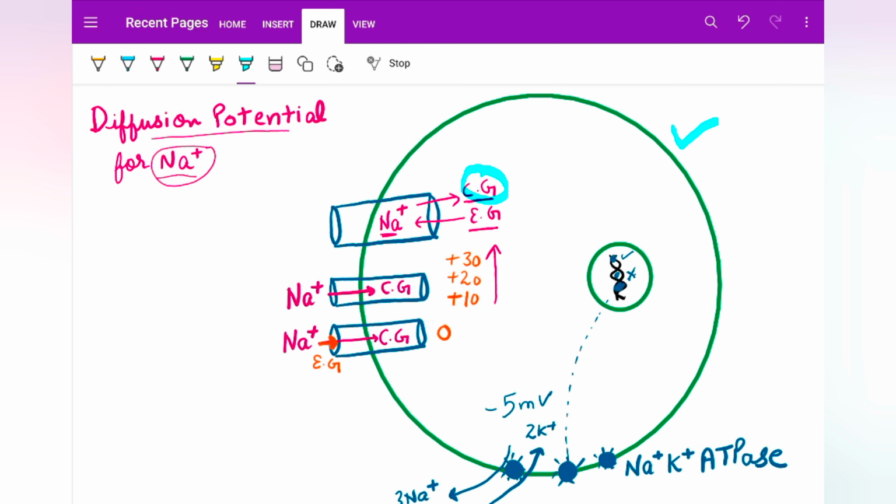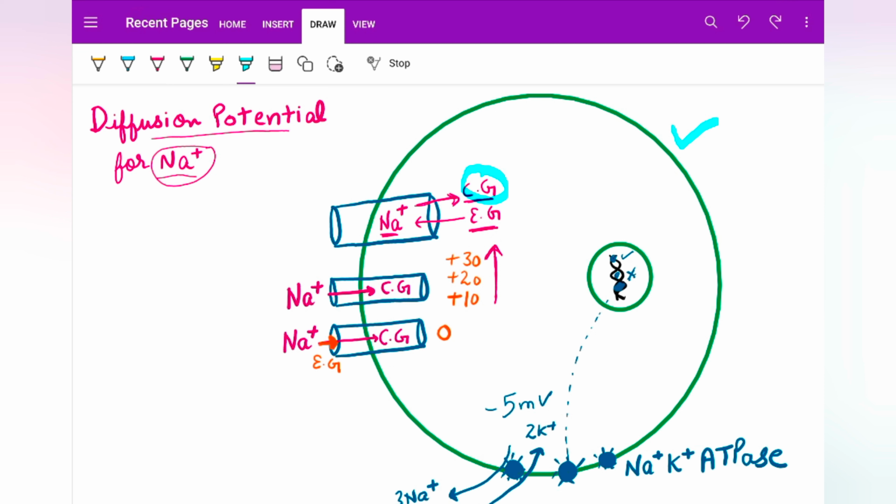Now, see, when cell membrane is permeable to sodium, because of its concentration gradient, sodium rushes in. Because outside it has a higher concentration, so it's going to move from outside to inside. Then what happens? Sodium diffuses inside, and interior of the cell is becoming progressively more and more electropositive. See, in this particular case, concentration gradient is acting inwards, but electrical gradient is acting outwards.